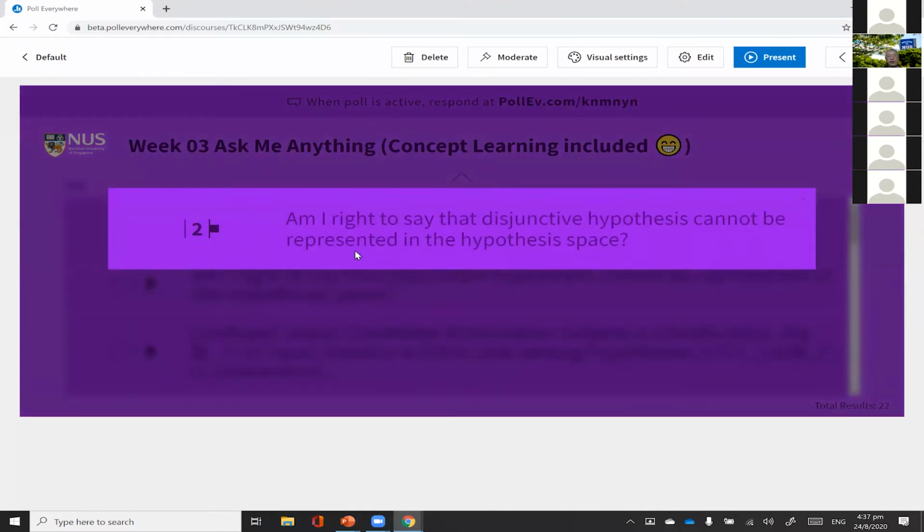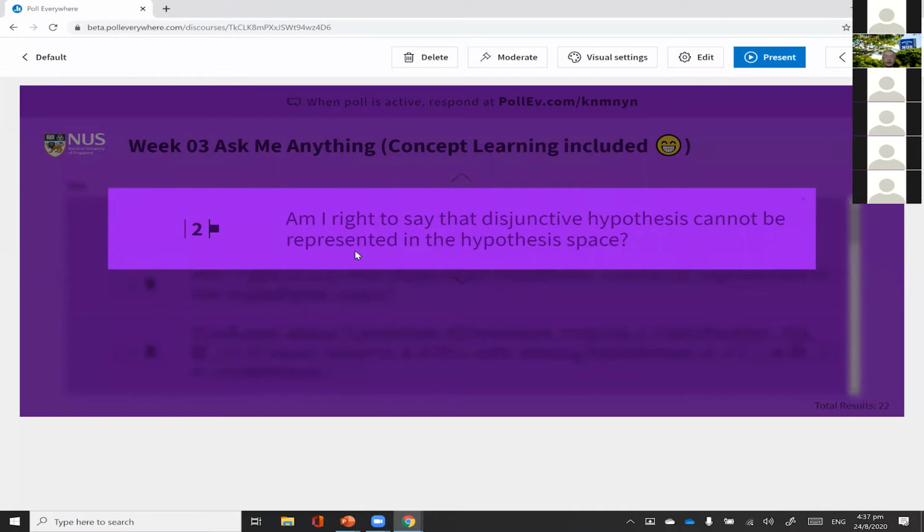Okay, am I right to say that the disjunctive hypothesis set cannot be represented in the hypothesis space? Okay, this is a trick question, right? Because the problem here is we need to know what type of learner we're talking about.